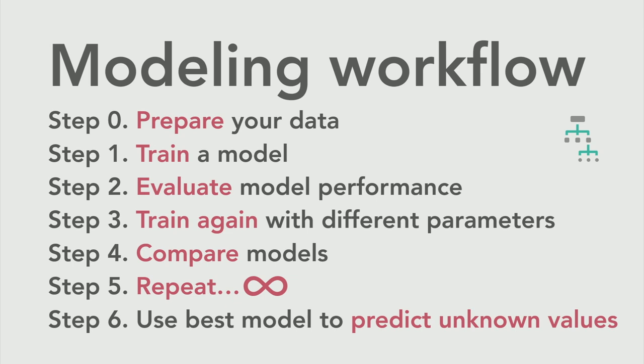All right, so once you get step 0 out of the way, then you train your model. And then step 2, you evaluate your model performance. You check things like the out-of-bag errors. You check things like the R-squared or the confusion matrix. And then step 3, you try again with different parameters. Step 4, you compare your models. Step 5, you repeat that over and over until you find a really good predicting model. And then step 6, you use that model to predict unknown values.